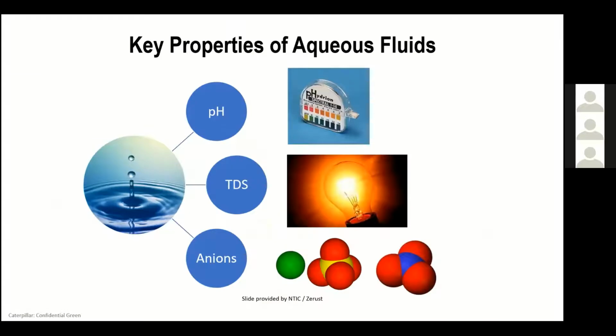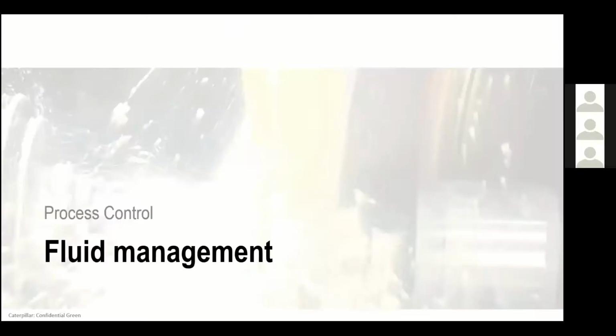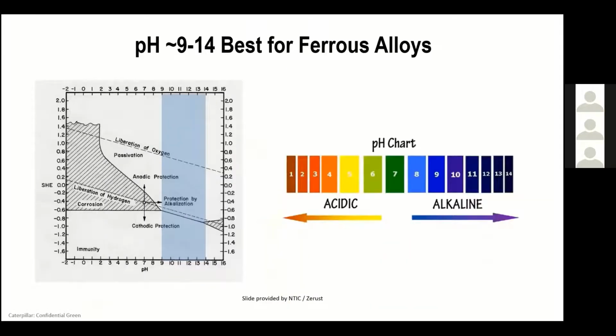All right, so fluid management. Again, touching upon the point that I mentioned a little earlier with those images, the key properties of these aqueous fluids are pH, total dissolved solids, and the anions, where I was talking about chlorides and sulfides. I'm not going to spend so much time on the chart on the left. I just want to reinforce again that the acidic environment is less than 7, and the alkaline or basic is above 7.